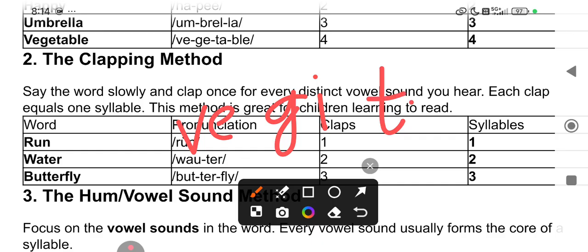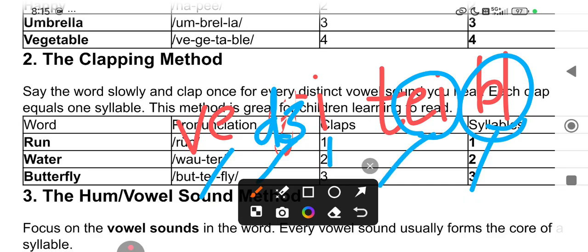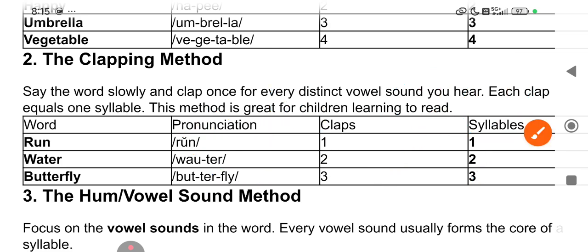Vegetable. Four syllabic word, right? Sorry, this G is not this G. This G is this G. Vegetable. That is also, so that's one, two, three, four. Okay, four syllabic word. So this is called the chin drop method.